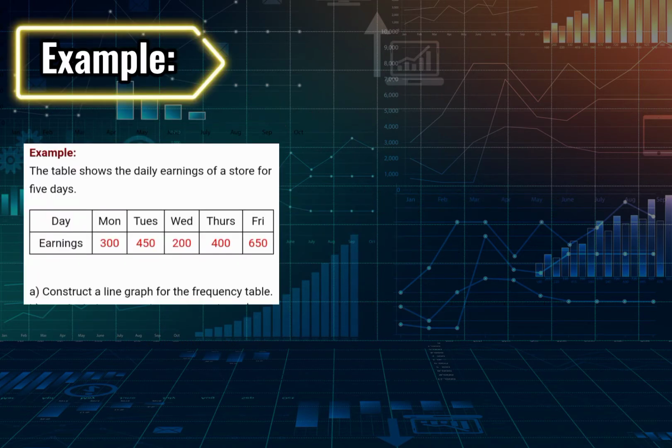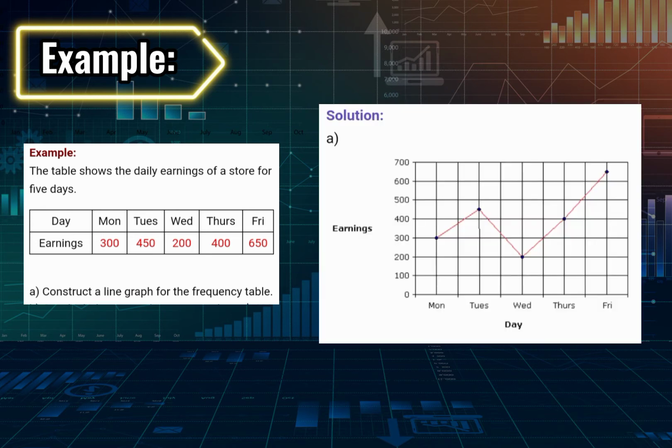Let's have an example. The table shows the daily earnings of a store for 5 days. Construct a line graph for the frequency table. Basically, based on the given data, days will be our x-axis and earnings will be placed in y-axis. Afterwards, with the help of the already given data, point out the exact values on the graph and join the points with the line segments. By plotting the given data, our line graph will look like this.